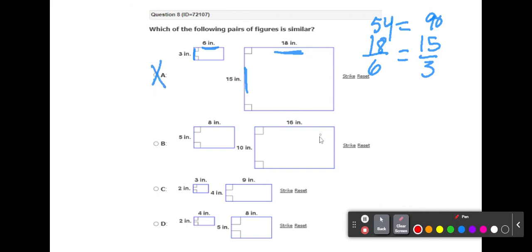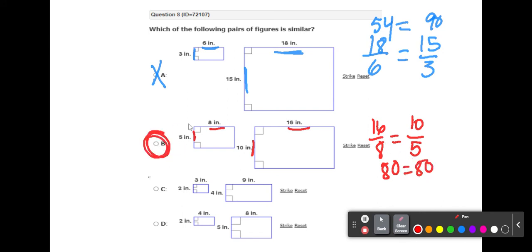Okay, let's go to B. So 16 over 8 equals 10 over 5. A couple different ways you could do this, but cross multiplying and setting up a proportion this way is one of them. So that's 8 times 10 is 80, and 16 times 5 is 80. This one's easier to tell, that 5 times 2 is 10 and 8 times 2 is 16. But they're not always easy like that. So setting up the proportion, you should know how to do that, but this one's kind of easy to tell that they grow at the same rate.